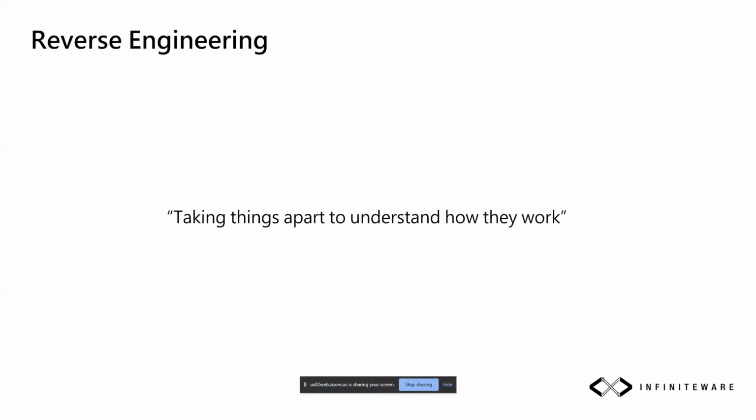Now, if you really want to summarize the whole thing, reverse engineering is essentially just taking things apart and understanding how they work from the inside. And when we apply that to software, it means when we have a raw program, an application in its binary format, we want to break it down and understand how it works.